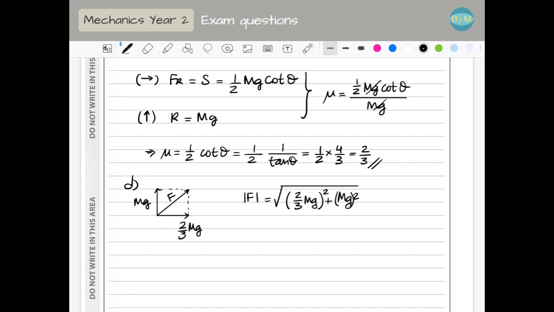I can take the mg outside the square root, and then I have 2/3 squared plus one more. So that is 4/9 plus 1, 13/9. I can do the root of that. So the magnitude of F is going to be root 13 divided by 3 multiplied by mg newtons. Always write the units when you have them. That's the magnitude of this force, what they're asking me. It's the combination between the friction to the right and the normal reaction up.